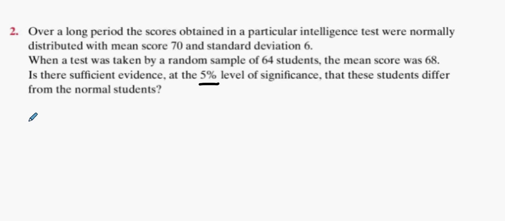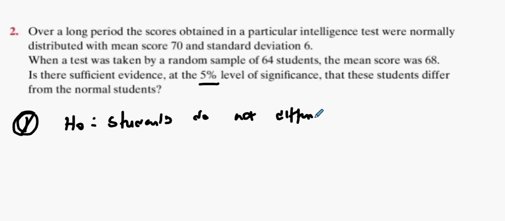So, what's the null hypothesis? What's H0? H0 is a statement that nothing has changed. What do we say? The students do not differ from the population. Does that make sense? Yeah, the students do not differ from the normal. We've already done hypothesis testing before, haven't we? Okay. And now part H1, which is the alternate hypothesis. What would that be? Students do differ from the normal.